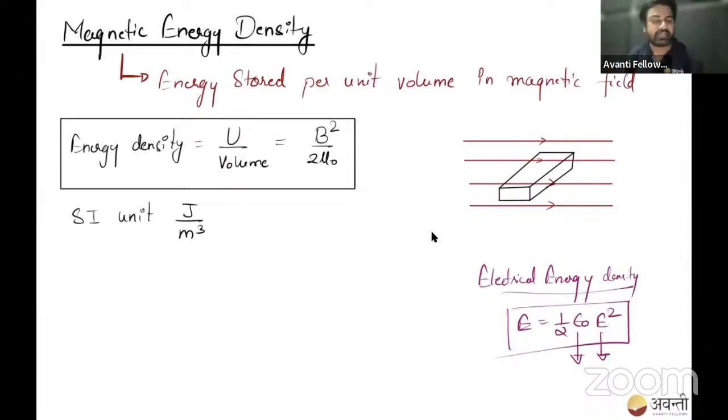Similarly, in a magnetic field, if I take a volume and find the energy density, that is energy by volume, it is B square by 2 mu naught. The SI unit is joule per meter cube. Please note this formula: energy density is equal to B square by 2 mu naught. Remember, it is energy by volume, not the total energy. If a question asks to find the total energy in this volume, you have to find the energy density and multiply by the volume.